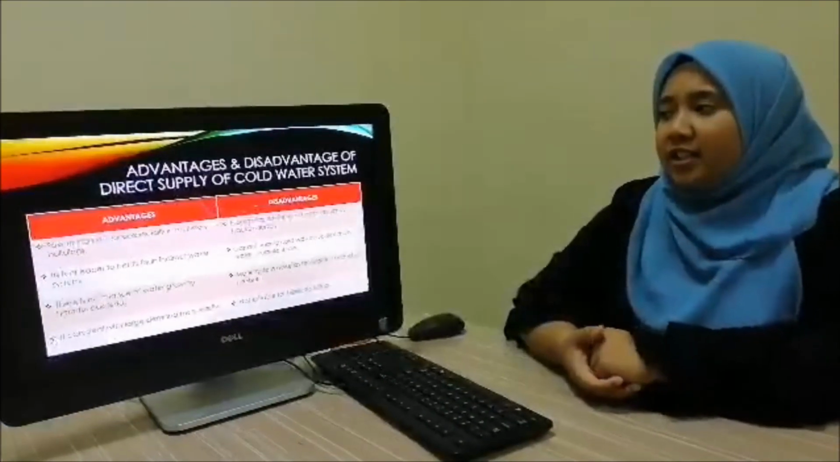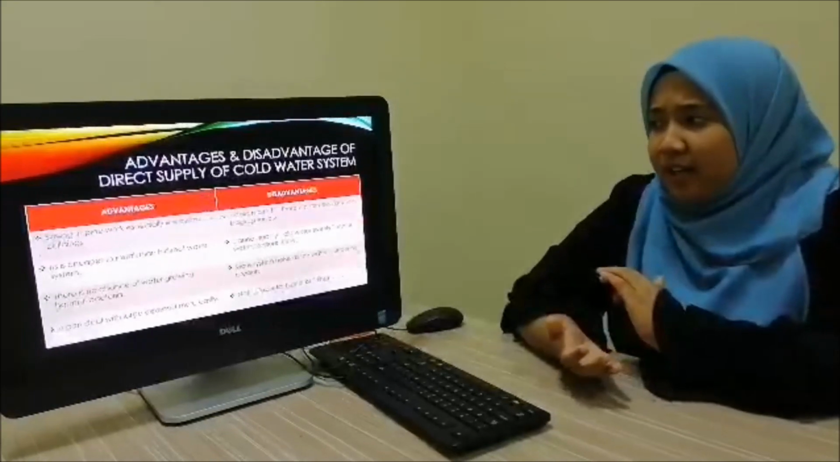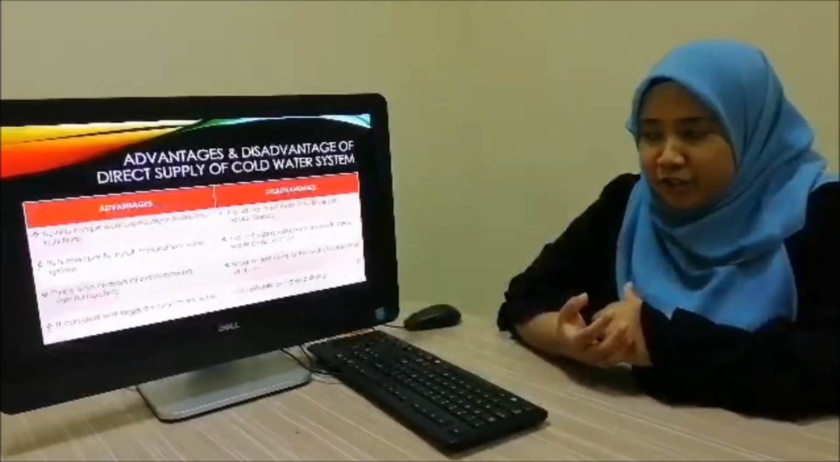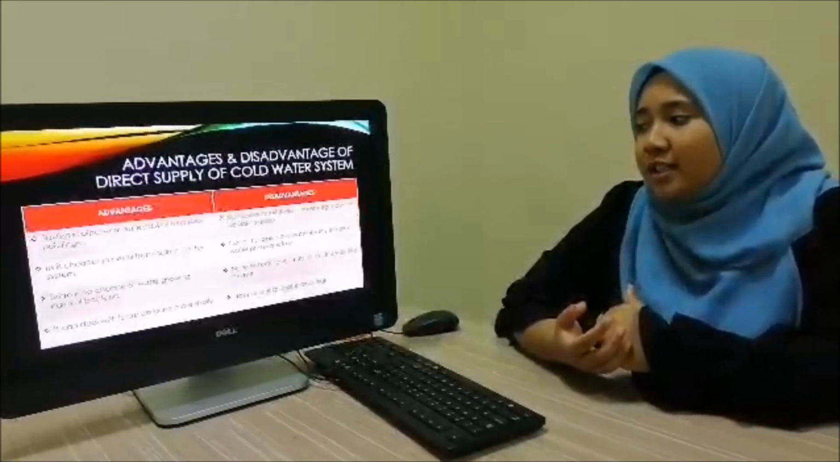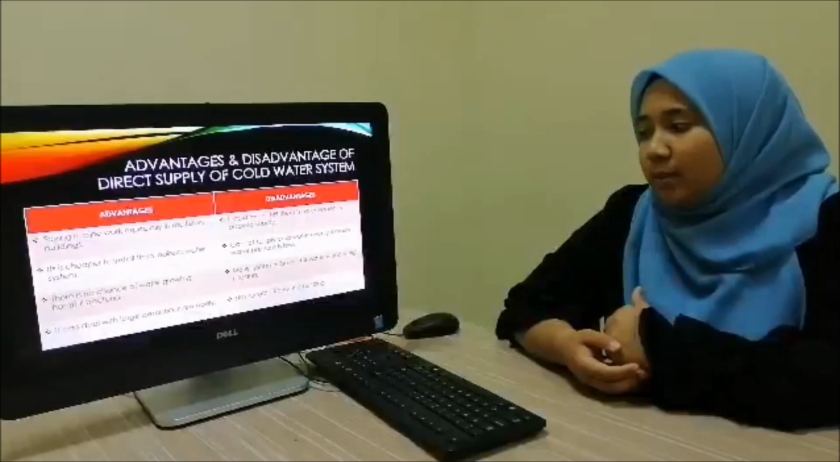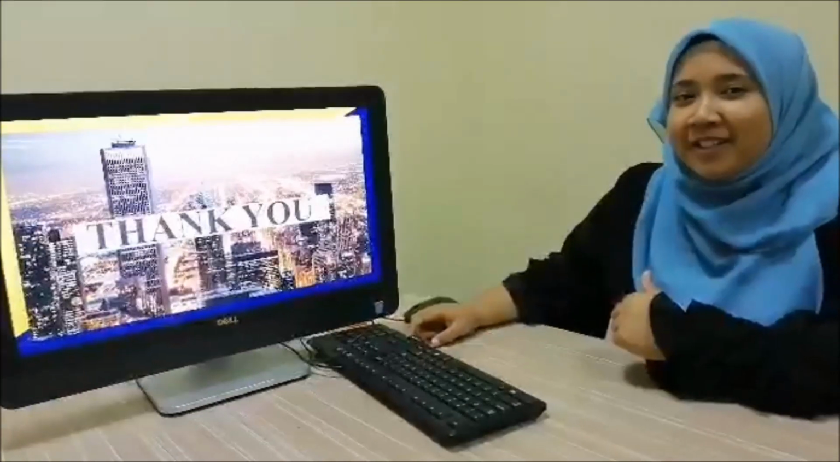The disadvantages are: if the cool main water fails, there is no emergency backup supply. It cannot supply cool water evenly if main water pressure is low. Most systems are noisy as the water is under high pressure. And the last one is that it is not suitable for higher buildings. That is all from us. Thank you.